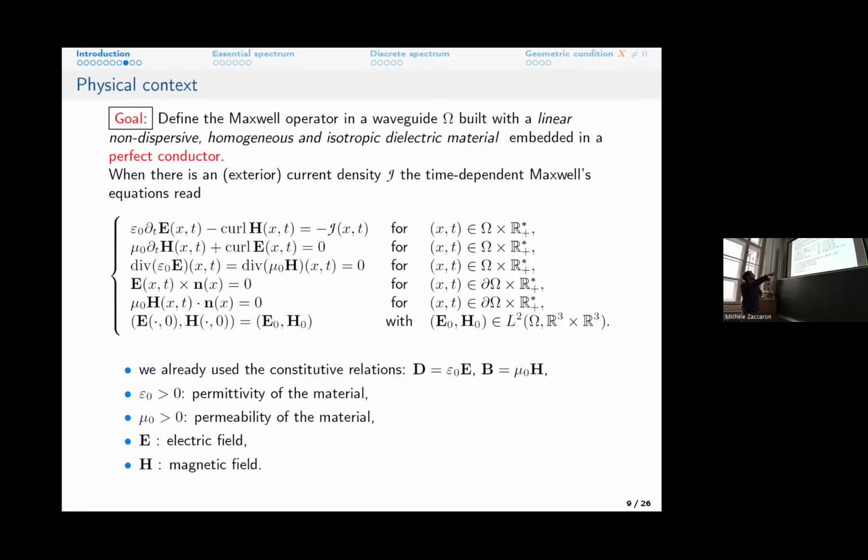The time derivative of E minus curl of H is equal to the source term. The time derivative of H plus curl of E equals 0. Curl is the usual curl in R3, and a divergence-free condition. And this is some initial condition in time, and this is given by the fact that we are imposing the perfectly conducting boundary condition, so that the vector field E is normal at the boundary, while the magnetic field H is tangential.